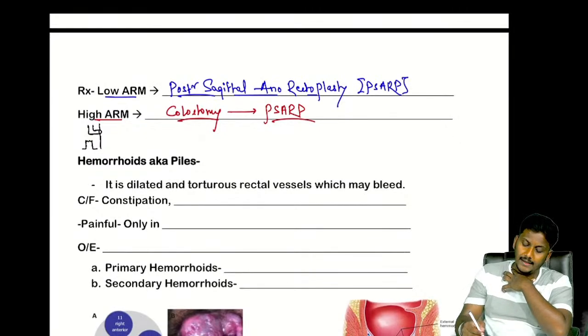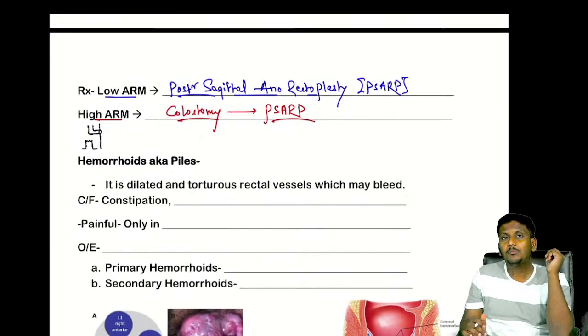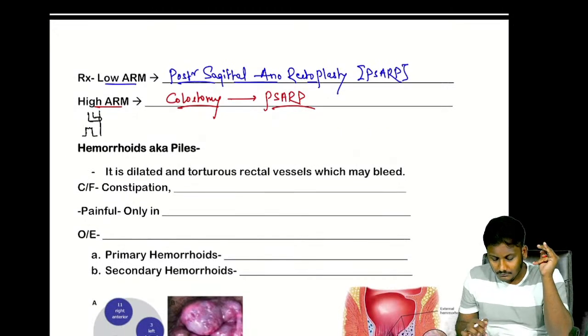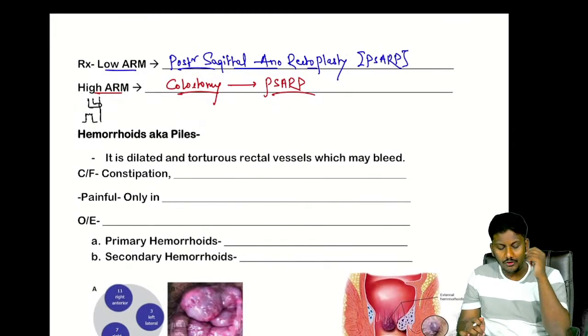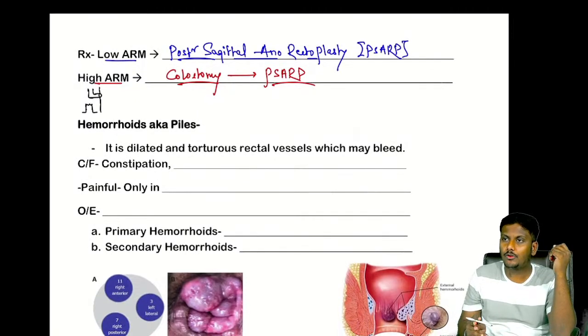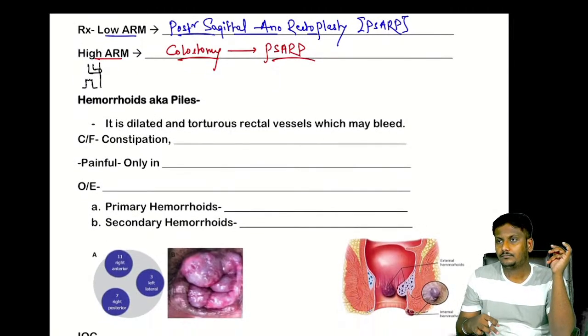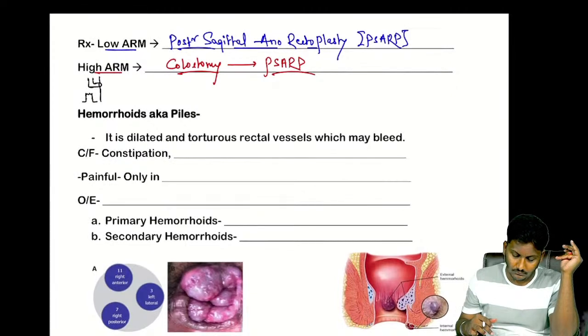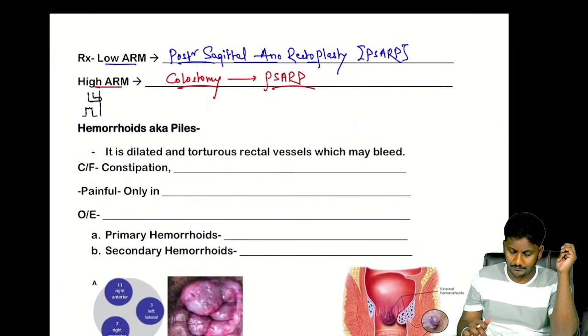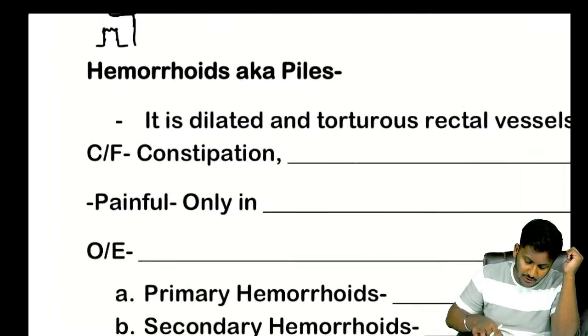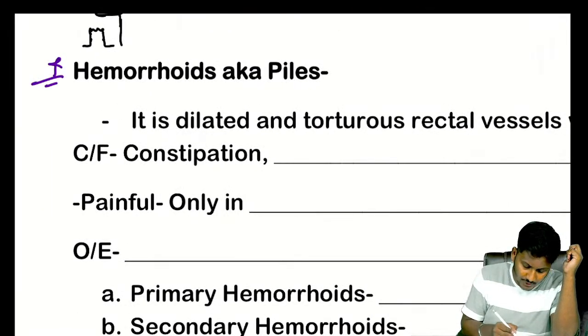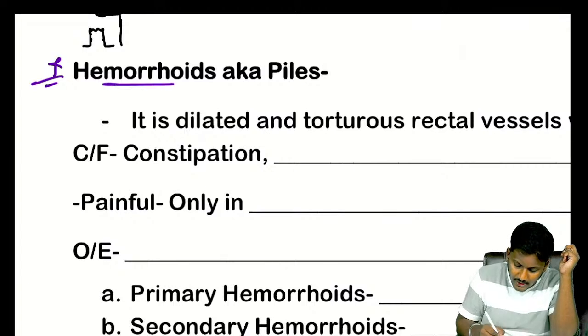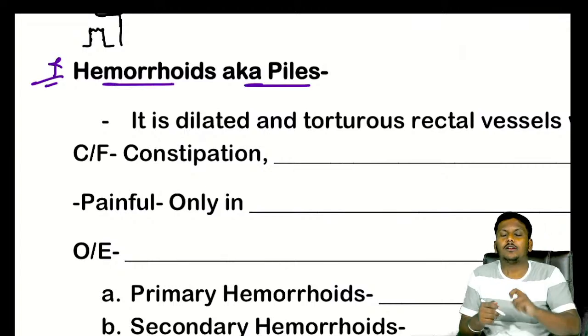Now, the next topic that we have to talk about, beta, is nothing else but hemorrhoids or piles. Hopefully you have written. If I talk about hemorrhoids or piles, beta, we know what they are. It is nothing else but when the pressure inside the rectal vessels is going to increase.